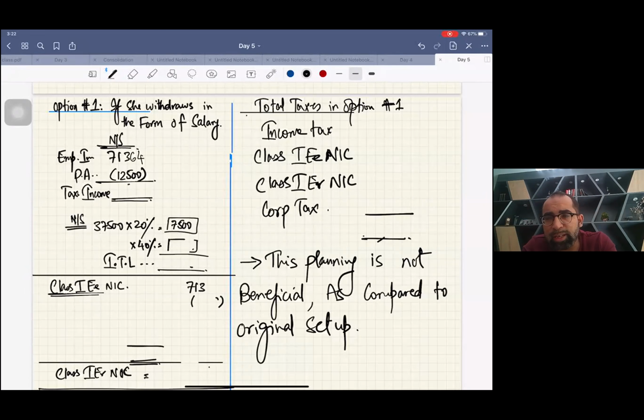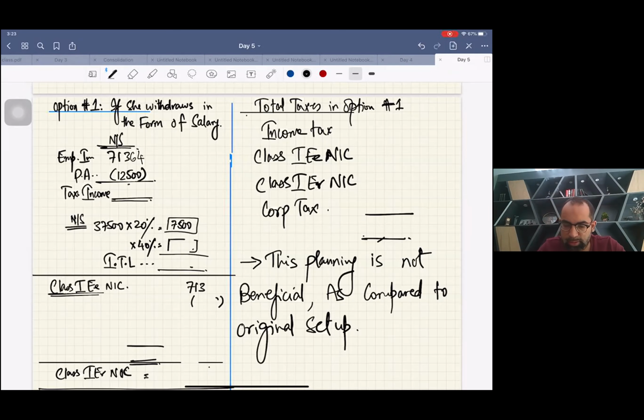Now you don't have any other income, so this will be your total income, your net income, and your ANI. If your ANI is less than 100,000, then definitely your personal allowance will be 12,500, right?